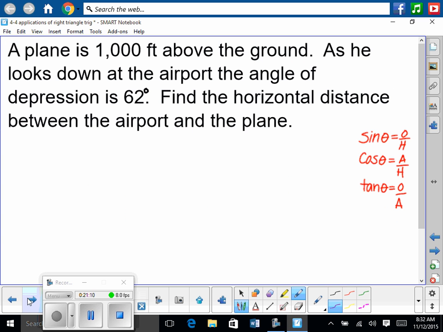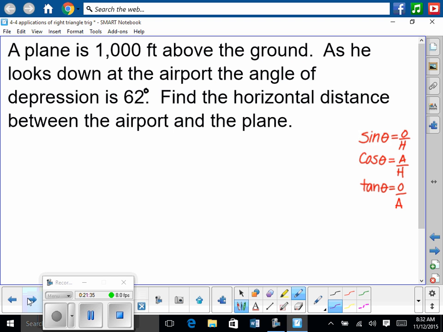Here we go. A plane is 1,000, so these are probably the hardest for the students to get. It says, a plane is 1,000 feet above the ground. Okay, so I should have said a guy is in a plane. Sorry, I typed these up really quick. So a plane is 1,000 feet above the ground. As the guy looks down at the airport, the angle of depression is 62 degrees. Find the horizontal distance between the airport and the plane.